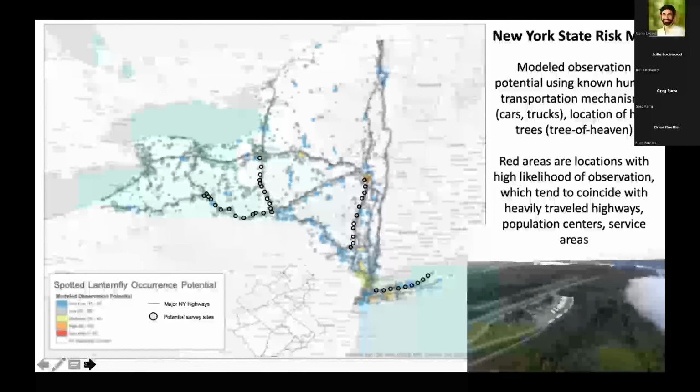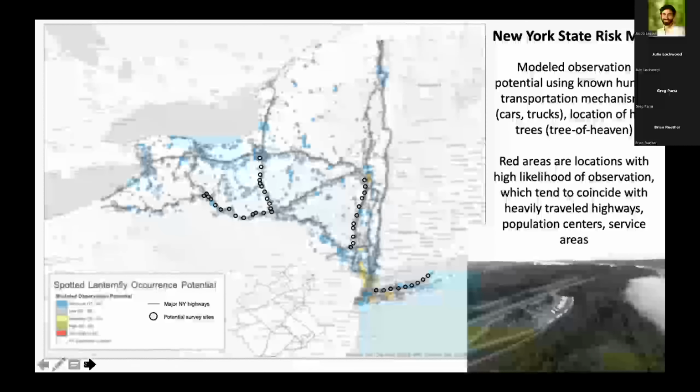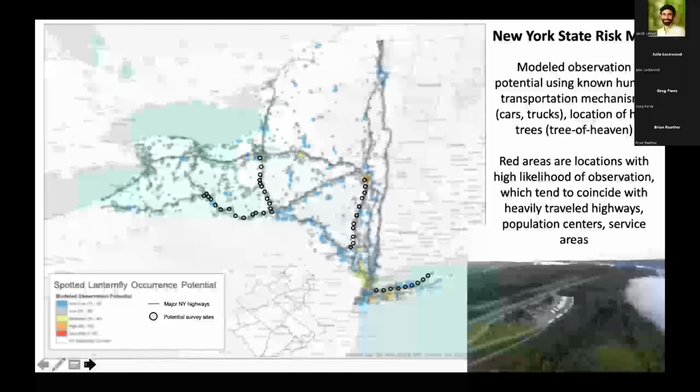We structured these. You can see these are our four transects. They move out along Long Island. They move from the 87-84 interchange up to Albany. They move from Binghamton up to Syracuse, and Binghamton out towards Bath.